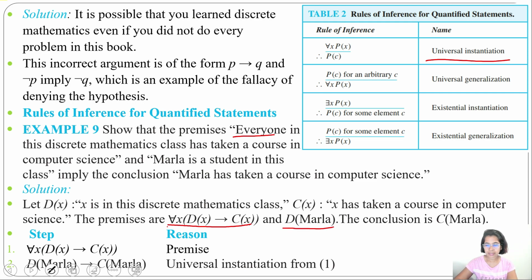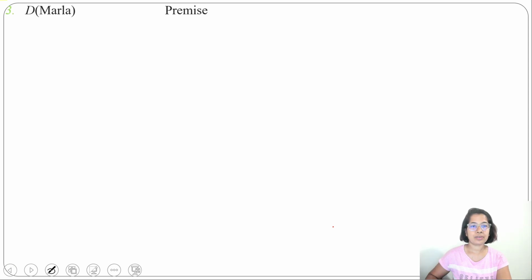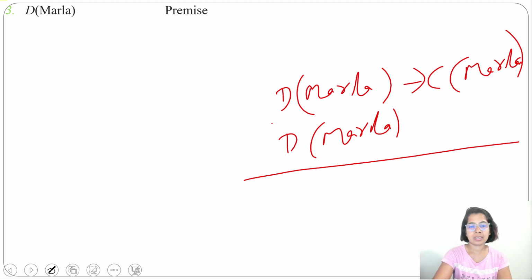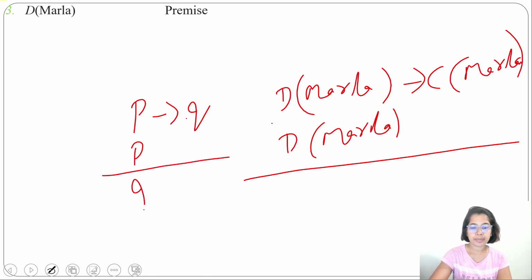Another premise is given, that is D(Marla). So D(Marla) is also true. Now D(Marla) implies C(Marla) is true and D(Marla) is true. So what can we apply? We can apply modus ponens. Like if p implies q is true and p is true, then q cannot be false. So q should be true. That is by modus ponens.